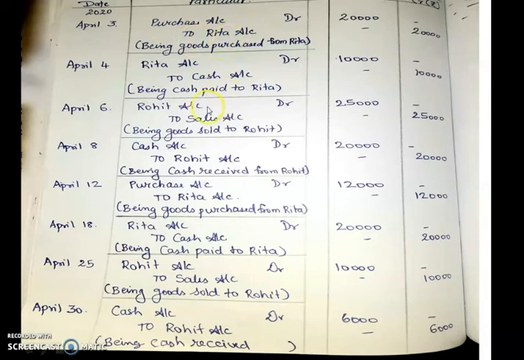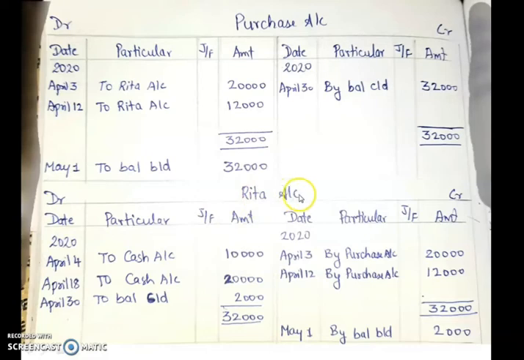So all the related entries of Rita, if it is on the credit side, you have to write "By purchase account" on April 3rd. I can't write Rita's own name in Rita's account. I have to write the account from which the other entry came, that is, it is a purchase made from Rita. So I have to mention that in Rita's account. Okay, by April 3, by purchase account, so I have made 20,000 of purchase.